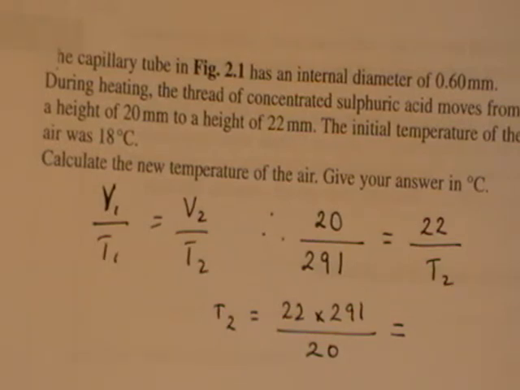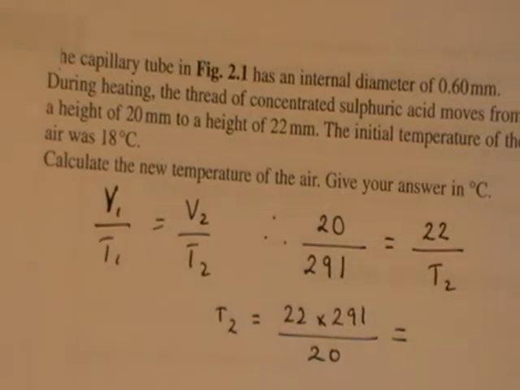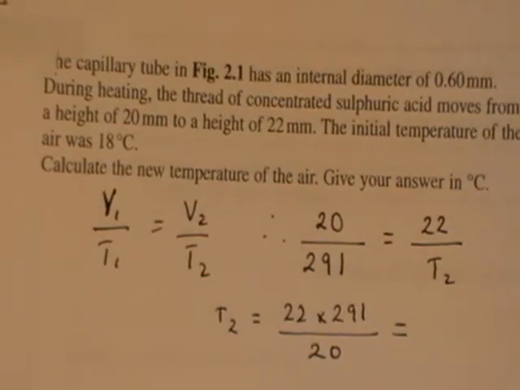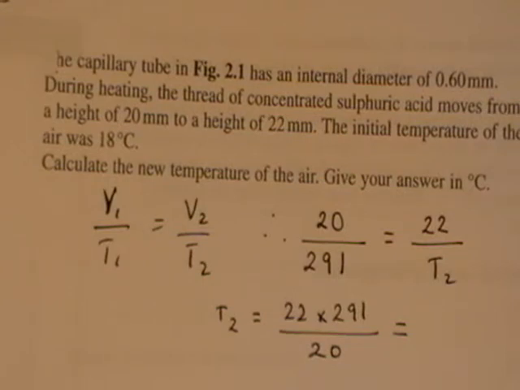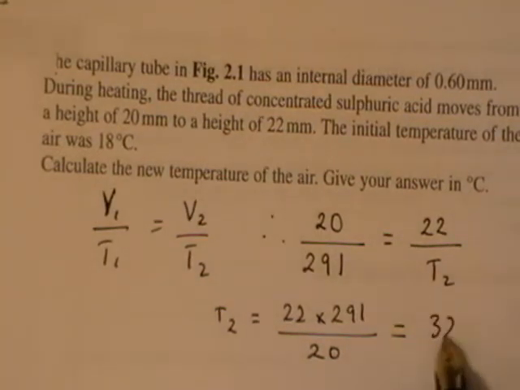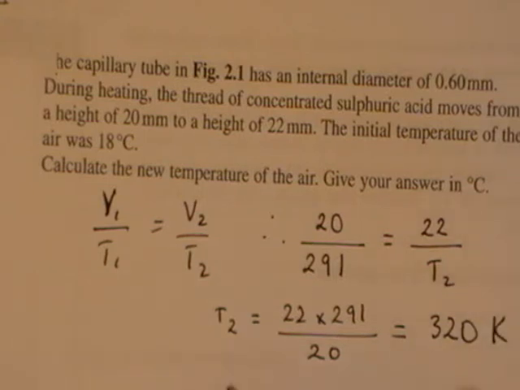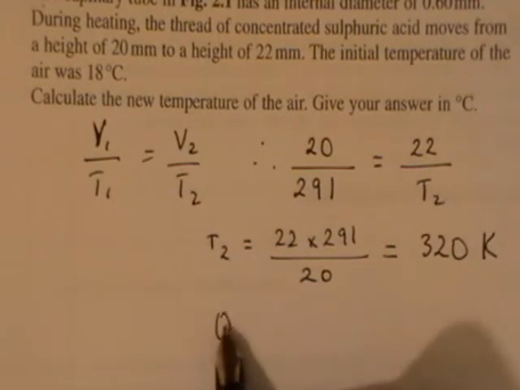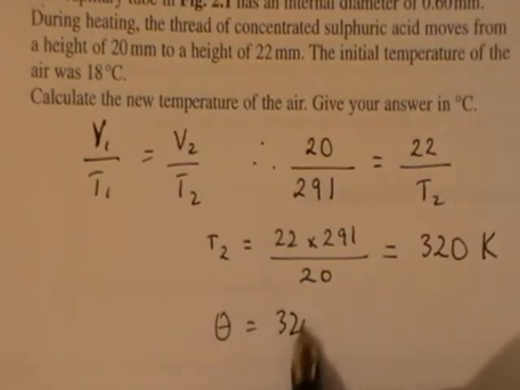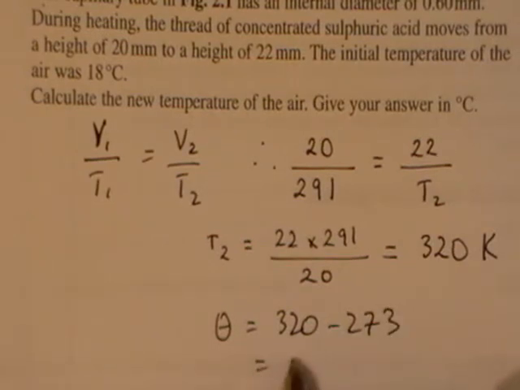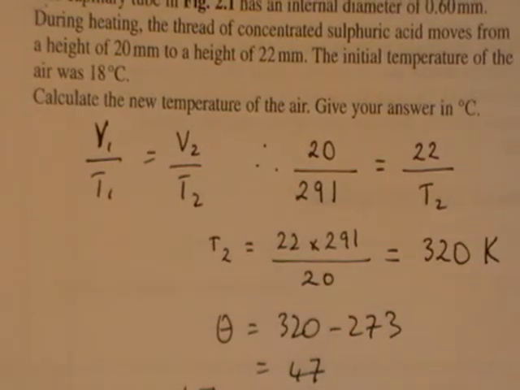And that gives a value of, put that into your calculator, and it comes out at 320 Kelvin. Therefore in degrees Celsius, it's 320 minus 273, and that's equal to 47 degrees Celsius. So 47 degrees Celsius.